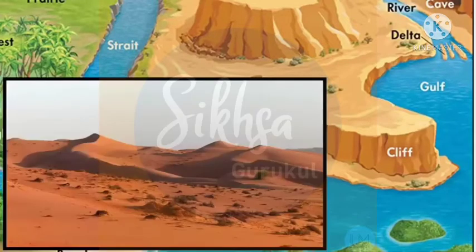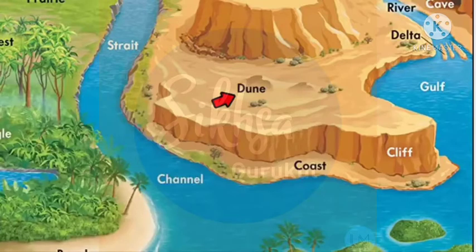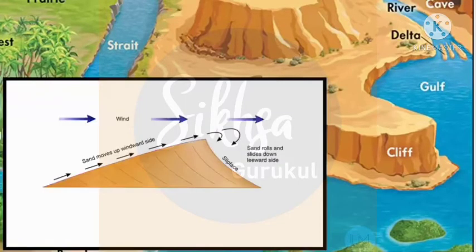The next one is sand dune. You will find them in deserts and beaches. By looking at the shape, you can easily figure out that they are formed by the wind. When wind blows sand, it gets accumulated at one place and forms a pile or stack of sand. This is what is called a dune.